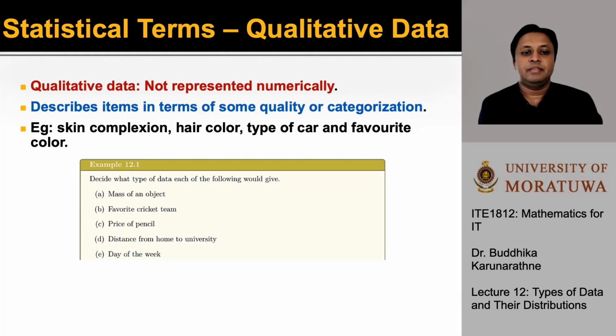Number 4 is distance from home to university. So once again, quantitative and continuous. Fifth one, day of the week, not numerical. That means it's qualitative data.